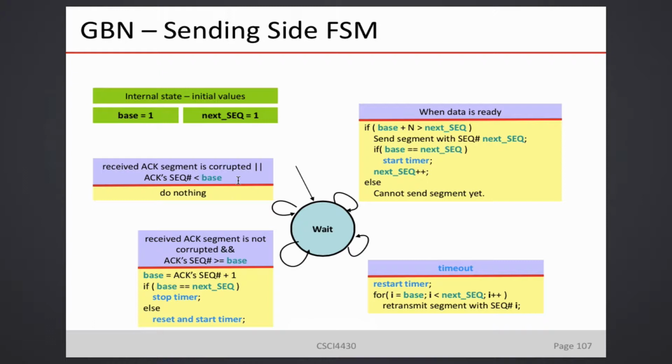What's next? Timeout. I never said anything about timeout yet, so later I will patch this point. I want you to look at this entire diagram, particularly this state, that state with base equal to ACK sequence number plus 1. Tell me whether it will generate any retransmission, if I only have the last guy.